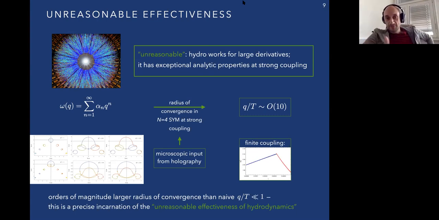So in terms of momentum space, what we observe is that these radii of convergence are very large. They're on the order of q over T being order 10. And this actually seems to work even when one moves away from infinite coupling, at least for some small region towards finite coupling. Okay, so all right. What I wanted to say here, therefore, was that basically these hydrodynamic dispersion relations have orders of magnitude larger radii of convergence than what you would naively expect, which is roughly that this q over T should be very small.